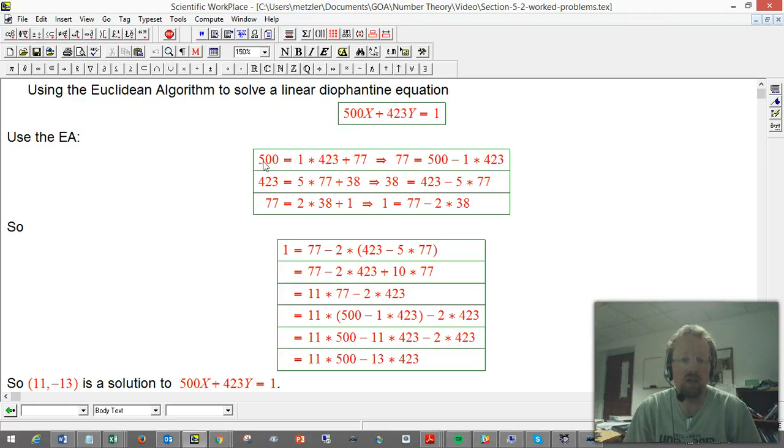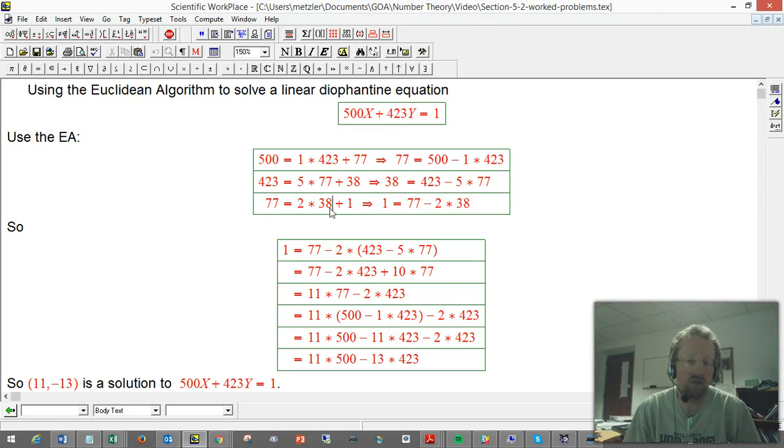But if you think of it as just trying to find the GCD, you take 500 and you divide 423 into it. It goes in one time, remainder 77. Okay. And the new thing is we're going to solve that for the remainder, because we're going to build a chain of equations on the right here that's going to allow us to express 1 as a combination of 500 and 423 eventually. Okay, so now 423, continuing on the left-hand side, is 5 times 77, goes in 5 times, with a remainder of 38.